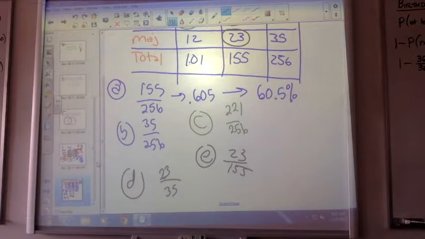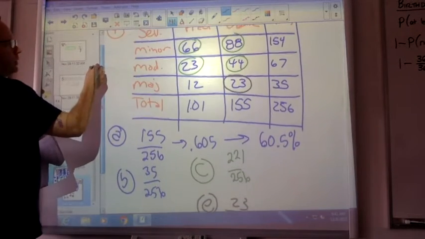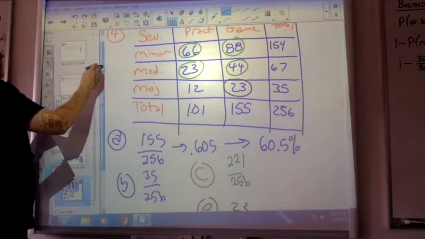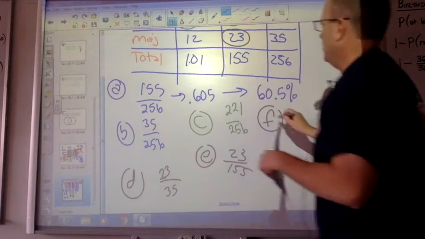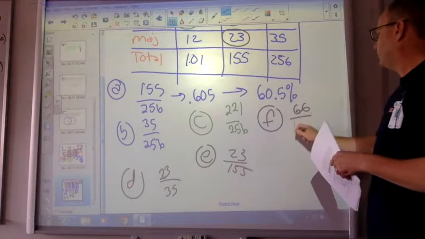Okay, F, he had a minor injury given only missed practice. So minor injury, how many practices were missed? How many practices were missed total? 101 and 66 for minor injuries. So F would be 66 out of 101.